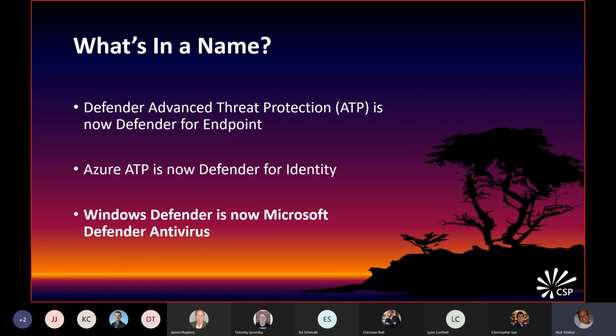Azure ATP is now Defender for Identity. And even the antivirus client on your local workstation has changed. It is now officially Microsoft Defender Antivirus. So Windows Defender is now Microsoft Defender Antivirus. And to be honest, these names could change next week. But for now, as of today, those are the security products from Microsoft.